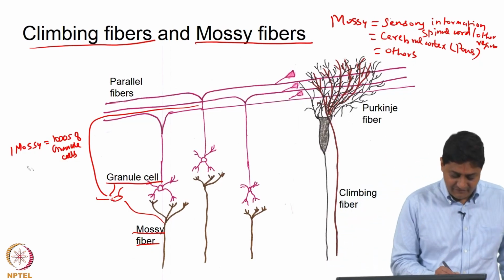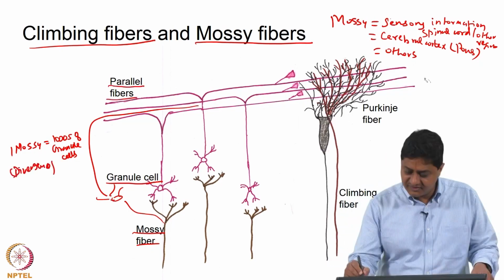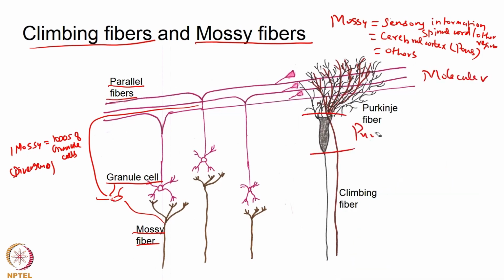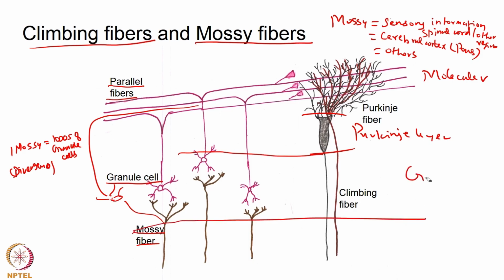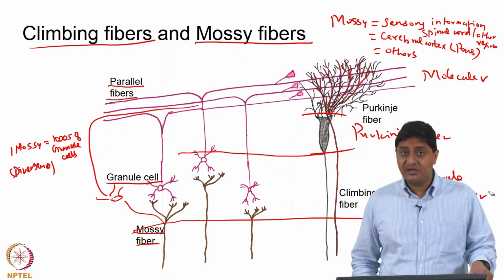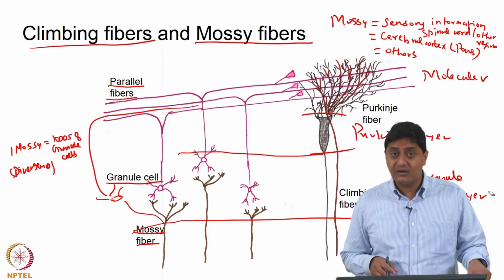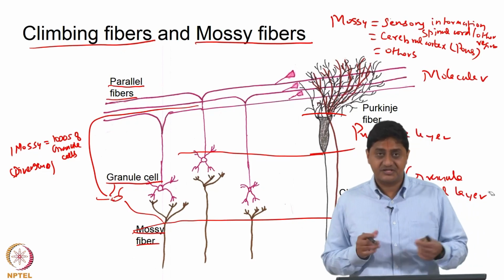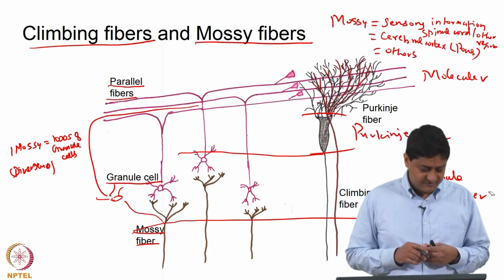So, there is divergence. This is the molecular layer, that is the Purkinje layer, whereas this is the granule cell layer. In the molecular layer, the axons of the granule cells become what are called parallel fibers, and they make anywhere between 250,000 to 1 million connections with the Purkinje cells. We have seen that earlier.